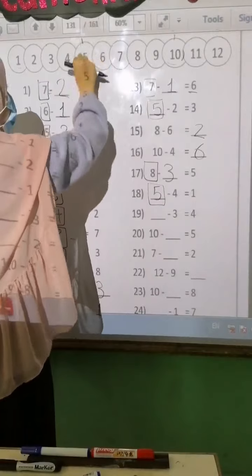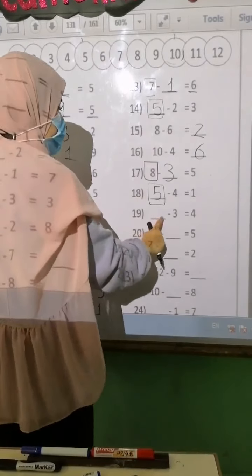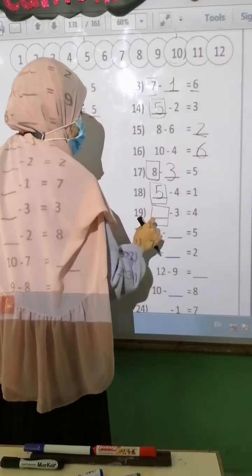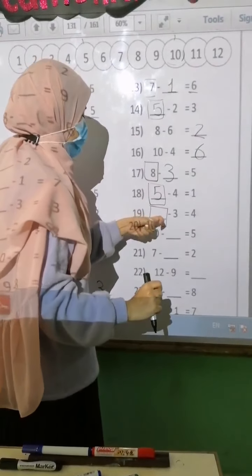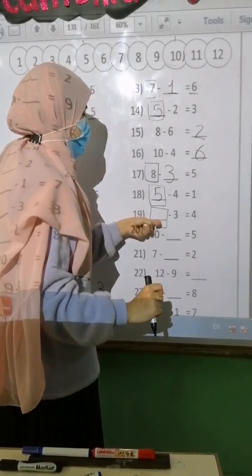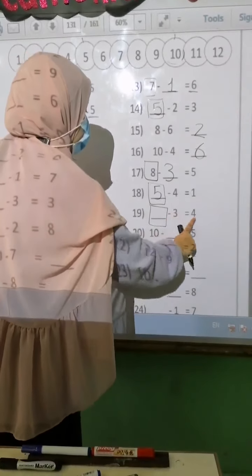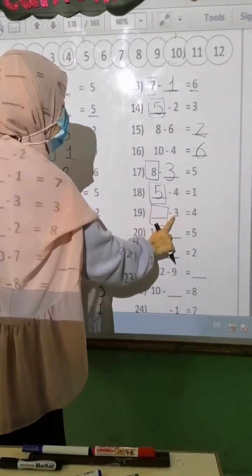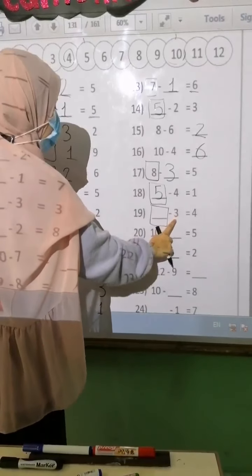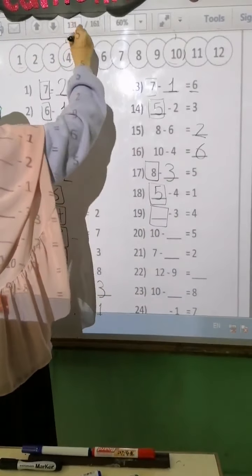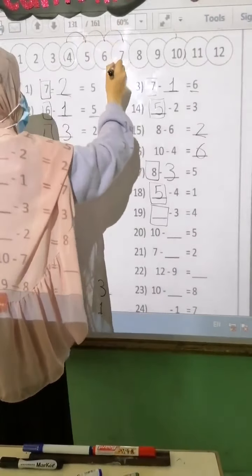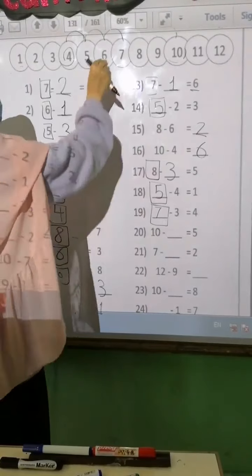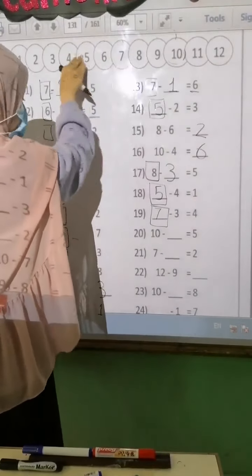Problem number 19. Missing number minus 3 equals 4. The greatest number at the first. Is it missing or is it here? No, it's missing. So, where is the bigger number here? 3 or 4? 4. Circle 4. And go forward. How many steps? 3 steps. 1, 2, 3. The answer is 7. 7 minus 3 equals 4.